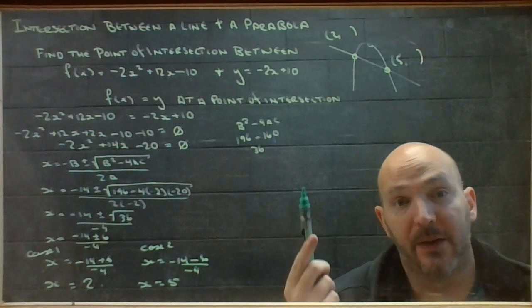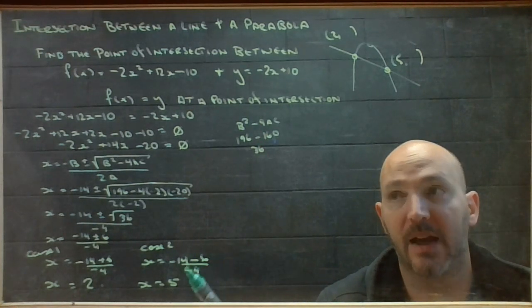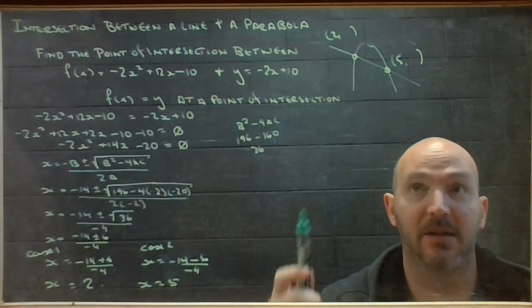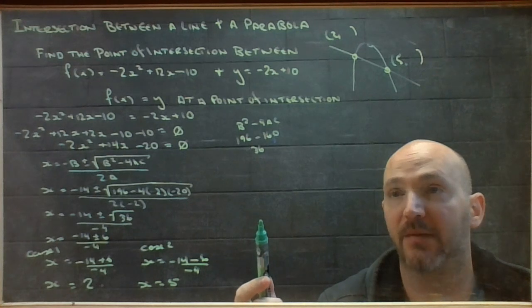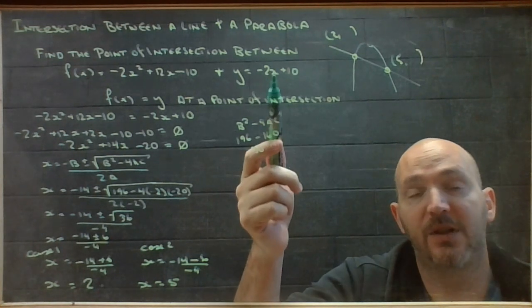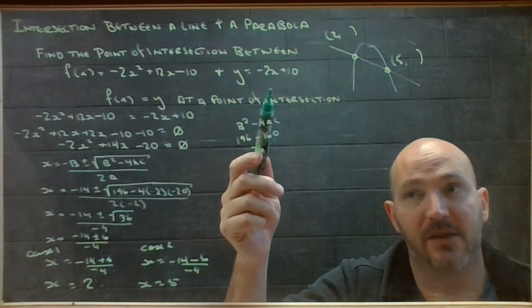So I need the y values because it asks for a point of intersection. Once you have an x, you can either fill it into this thing or you can fill it into that thing, because they both generate the same y value at a point of intersection. I'm going to choose to use this one because it has fewer terms and there's less squaring. It's just simpler to use.